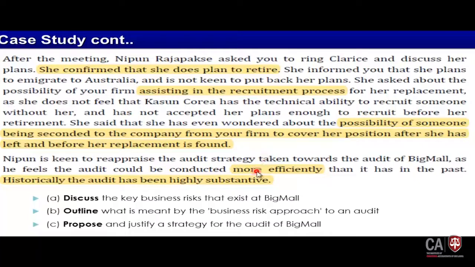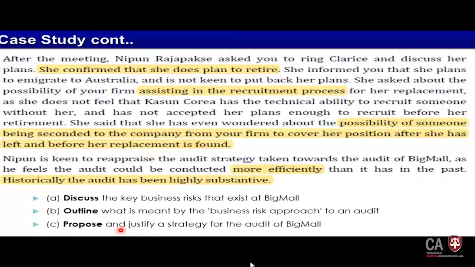The last part: Nipun is keen to reappraise the audit strategy, as he feels the audit can be conducted in a more efficient way than in the past. Historically, the audit has been substantive. That's very important to answer part C. Now, when the examiner asks, say in this question, to propose and justify a strategy for the audit, remember, when they use the word strategy, what should come to your mind is: is it test of controls or substantive? What's our strategy?